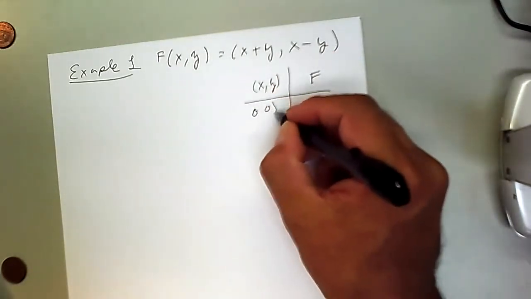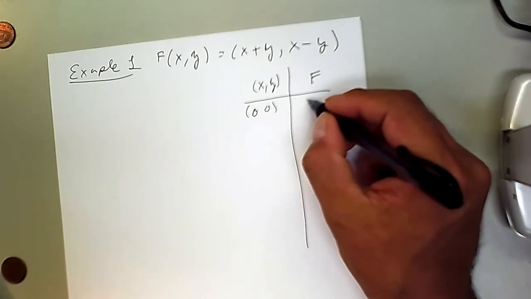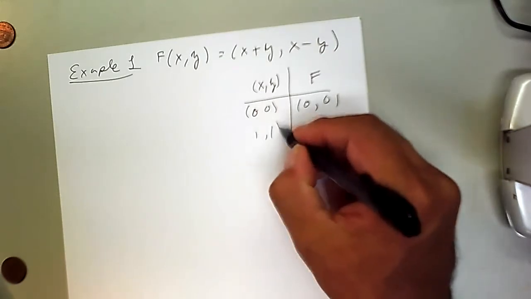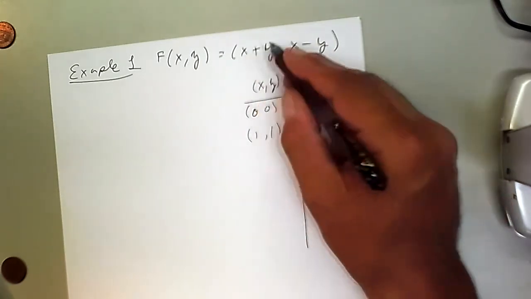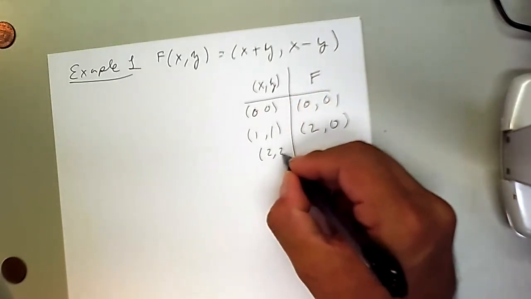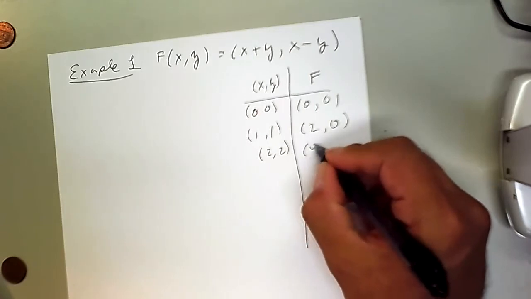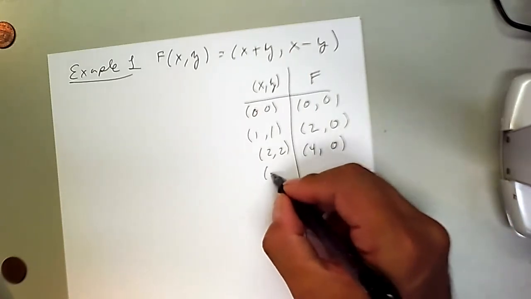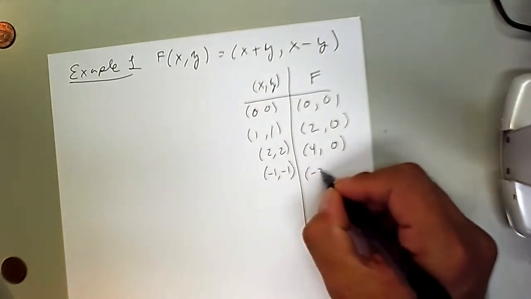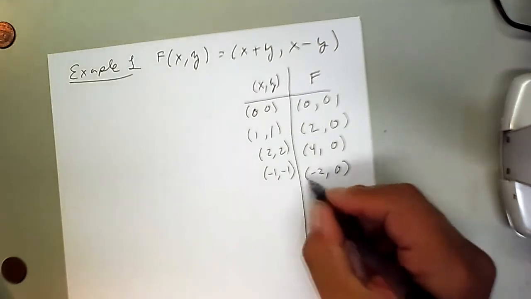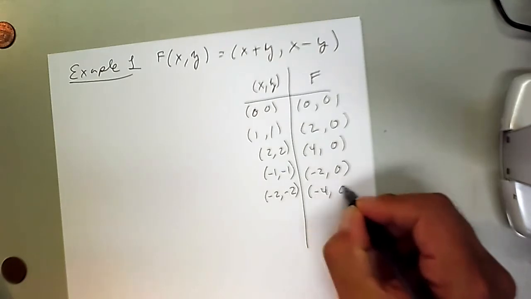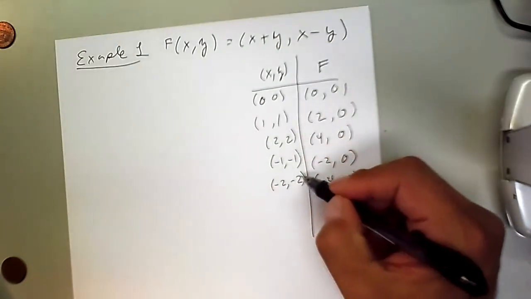For instance, 0, 0 goes with, well, 0 plus 0 and 0 minus 0 is 0, 0. 1, 1 goes with 1 plus 1 is 2, and 1 minus 1 is 0. 2, 2, we got 4, 0. How about negative 1, negative 1? Let's see, that's going to give us negative 2 and 0, because we subtract one from the other. Negative 2, negative 2 gives us negative 4, 0. All right, so that gives us an idea of the diagonal.